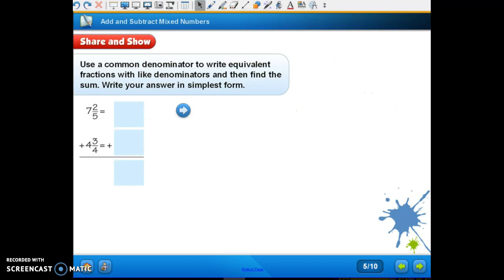Use a common denominator to write equivalent fractions with like denominators, and then find the sum. Write your answer in simplest form. This is the share and show at the bottom of page 266. First of all, we've got to find a common denominator. What is our common denominator for 5 and 4? 20. And that is our least common denominator. I'm going to go down here, and we're going to do our work.